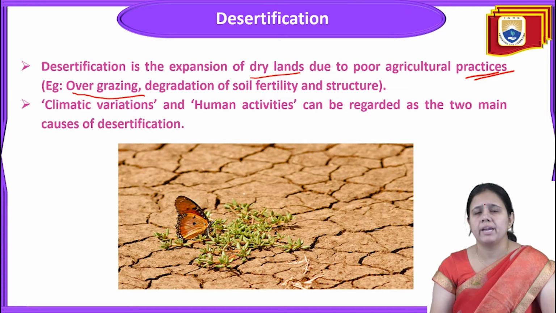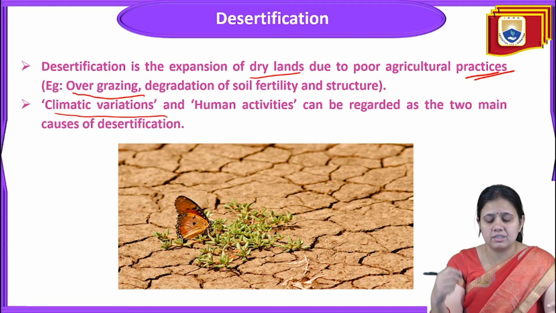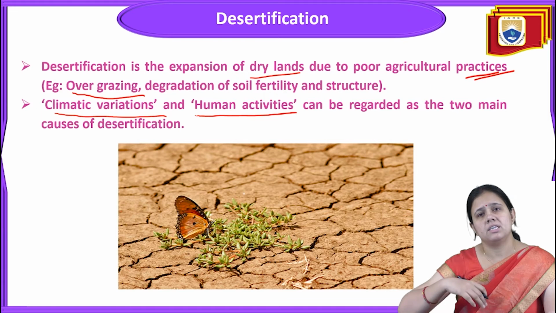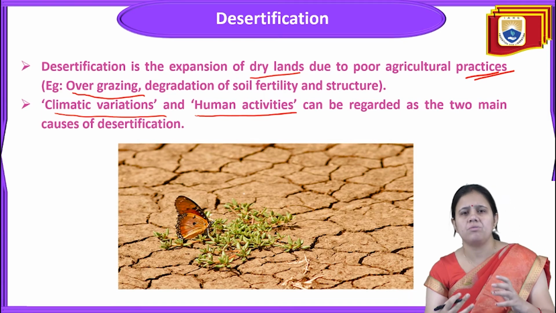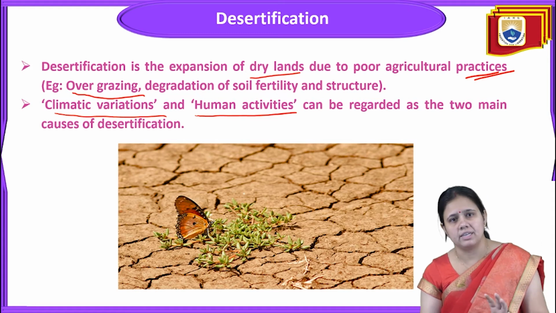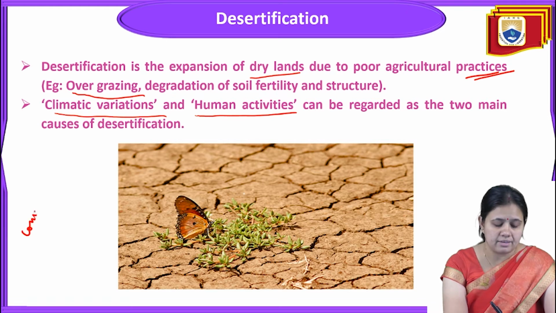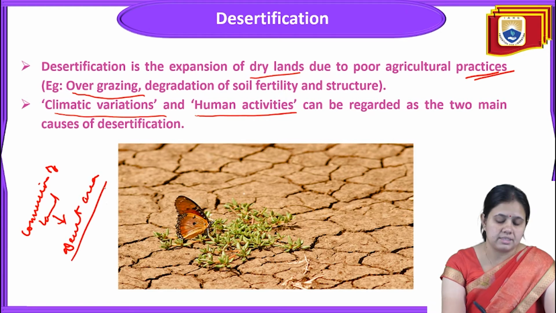There are mainly two causes of desertification. First is climatic causes, and second is human activity. So climatic variation and human activities can be regarded as the two main causes of desertification. And desertification is the conversion of good land into a desert area. If we understand it in normal language, conversion of land into a desert area is called desertification.